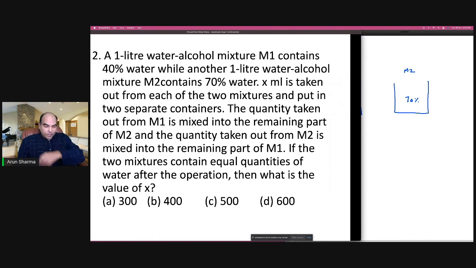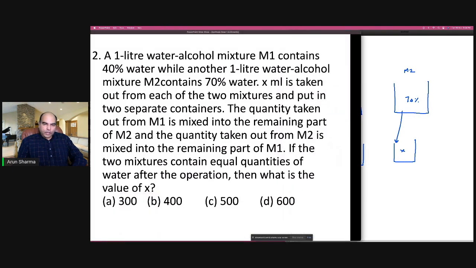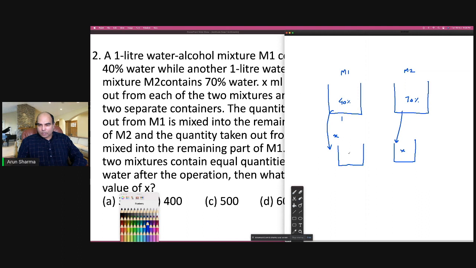X ml is taken out from each of these two mixtures and put in two separate containers. So इसमें से X ml निकाला, और इसमें से भी X ml निकाला. The quantity taken out from M1 is mixed into the remaining part of M2, and the quantity taken out from M2 is mixed in the remaining part of M1. So basically this is not put here, actually this is going into that.